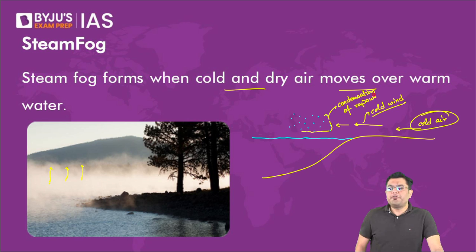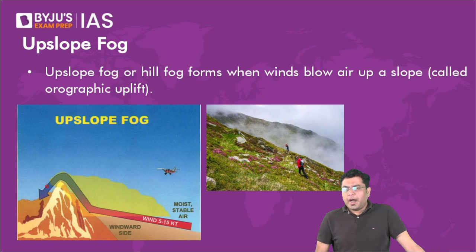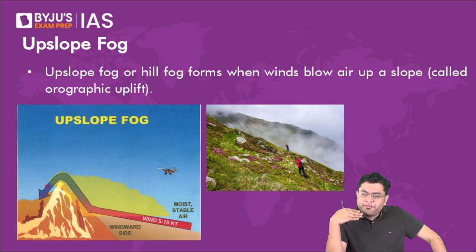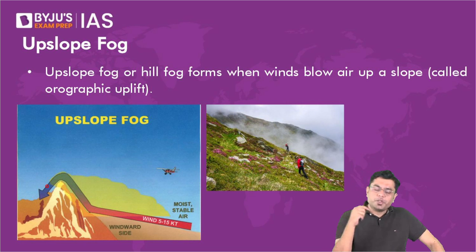Then you have what is referred to as an upslope fog. Upslope fog is created whenever you have the rise of air or the slow movement of air over a mountainous or hilly region. If the air moves very quickly, it will form orographic rainfall and orographic clouds. But in the case of slow movement, slowly and steadily the air will lose temperature, and it will undergo condensation and form fog.